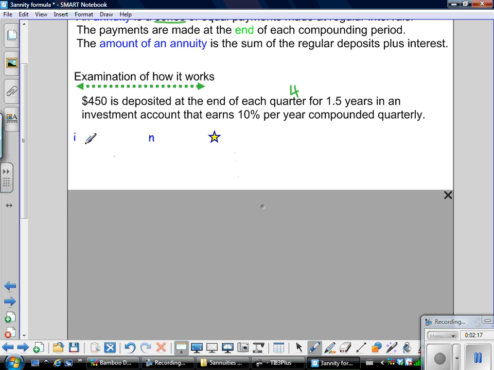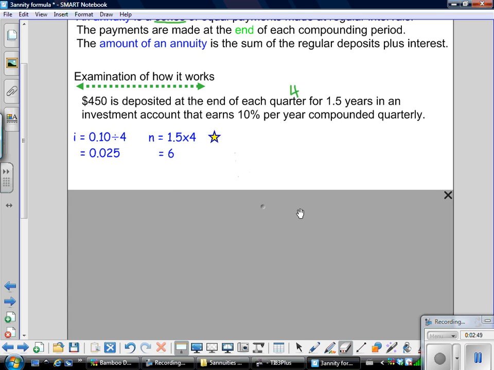Let's calculate our i first. Our i is our interest rate per compounding period. So we have 10% compounded quarterly, which is why we divide it by 4, and we get the decimal 0.025. Now our n is 1.5 years times 4 times each year, and that is 6.